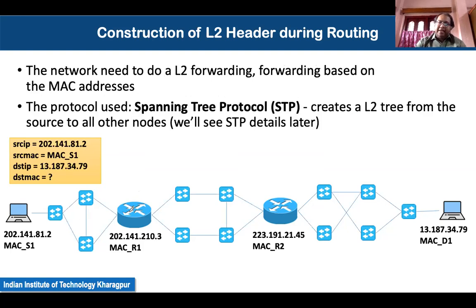Now, as I mentioned earlier, the network needs to do L2 forwarding. That means it has to do forwarding based on the MAC address. To do this forwarding, the protocol that is used is called the spanning tree protocol. We'll look at the spanning tree protocol in detail later on. But ideally, what this protocol does is create a spanning tree from the source across all the L2 devices in the subnet. So for example, from here, it will create a spanning tree, maybe something like this.